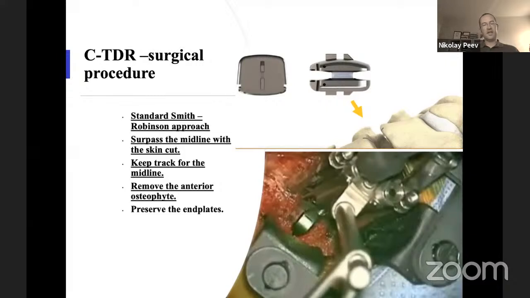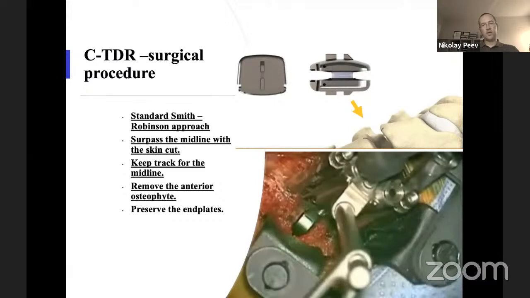And like that, I have found that the skin and the structures are not pushing me so much contralaterally, and it is easier to keep the midline and to keep an eye on it. You have to remove anterior osteophytes, in case there are any. Salman already emphasized the importance of that.